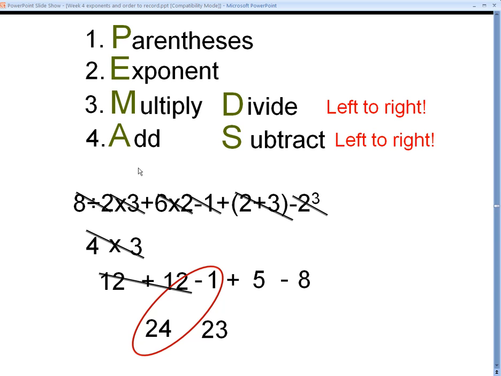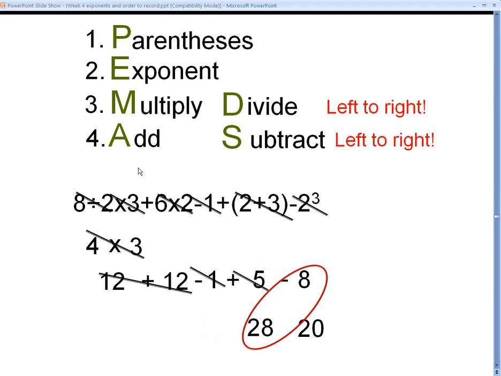You can write this out every time if that makes more sense to you. I kind of did it as a shortcut. So done with that, negative 1 or subtract 1. 23 plus 5 is 28. And 28 take away 8 is 20. So my answer here is 20 from that big long thing.